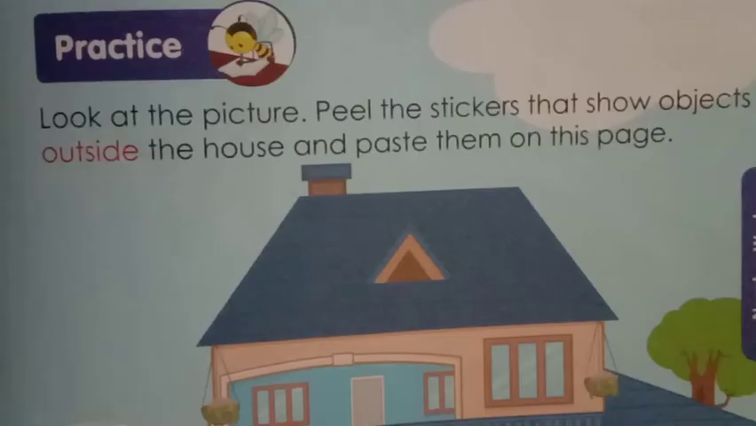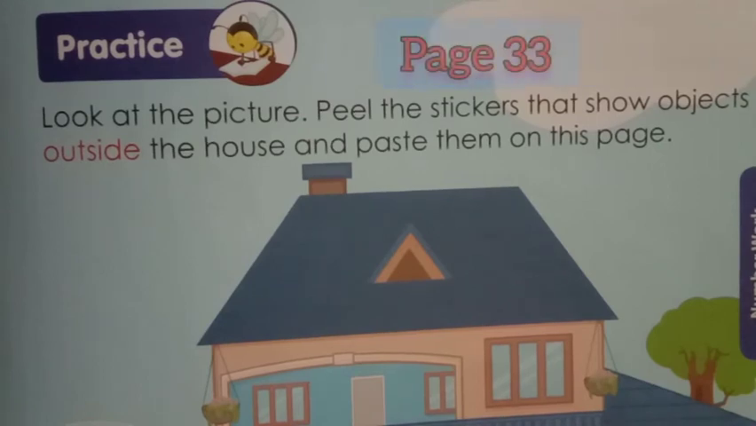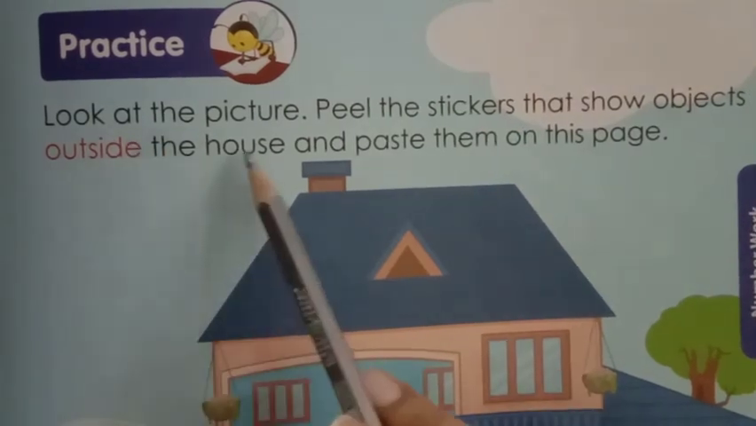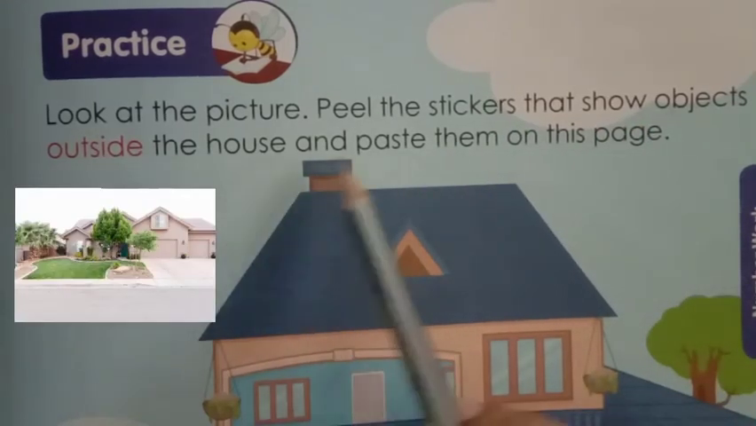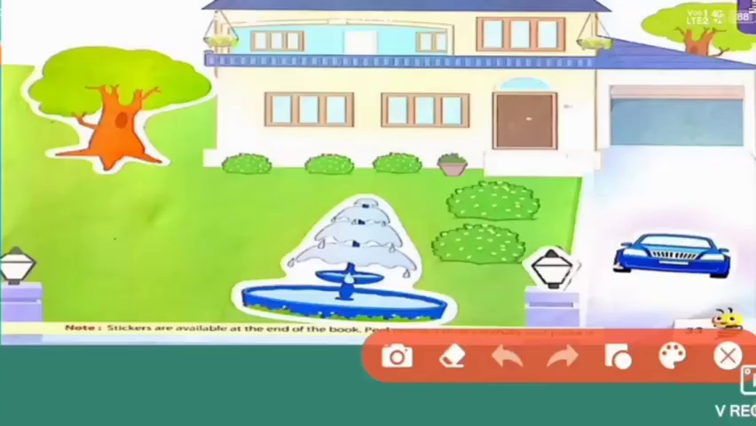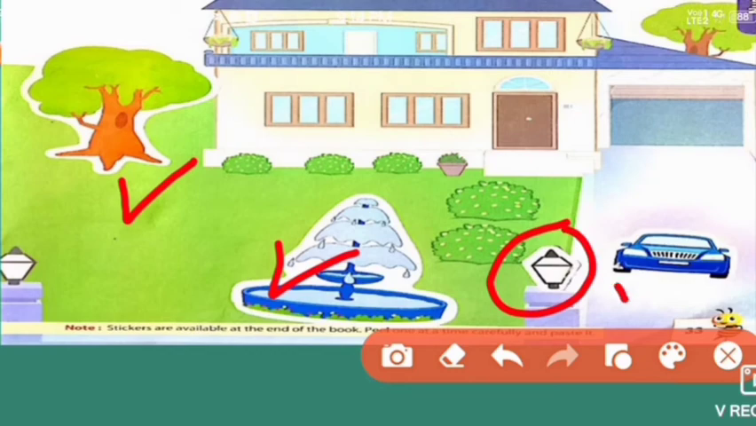Okay, now we will do page number 33 in our book. Look at the picture, peel the stickers that show objects outside the house and paste them on this page. Students, you have to paste the pictures of outside objects of the house here on this page. Okay, I have pasted the pictures of tree, fountain, light and car. You have to paste the pictures of outside objects of the house like this.